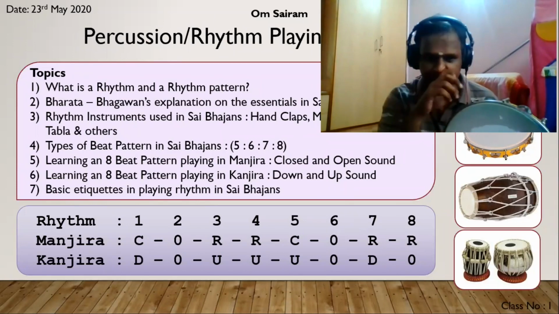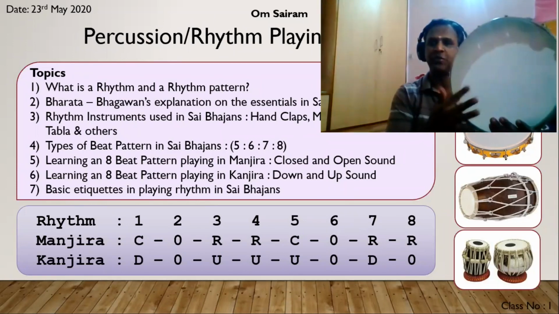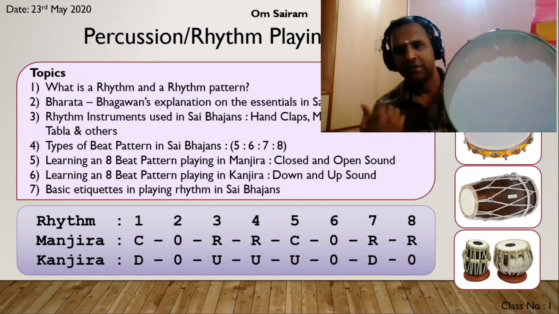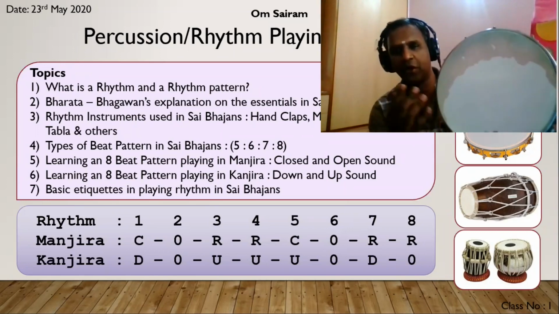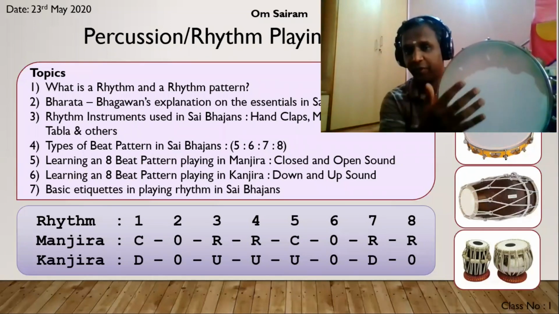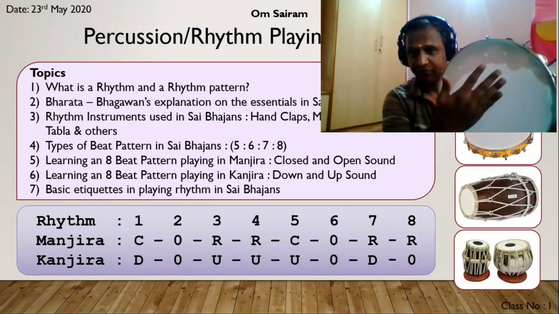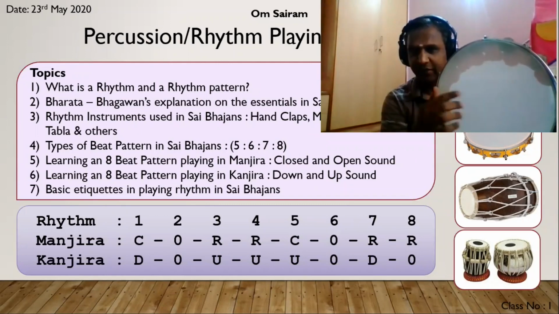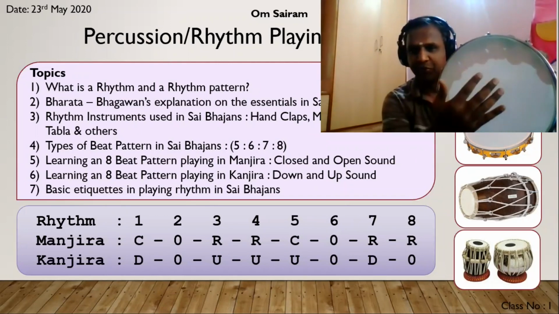Today we'll talk about the other one, Kanjira. How do you play Kanjira? So you have a down sound and an up sound. On a scale of 1, 2, 3, 4, 5, 6, 7, 8, you have down on 1, then on 2 you're not playing anything, and on 3, 4 you're playing. So 3, 4 I'm playing this. The next slide will give you more depth. I'm playing two strokes on top.